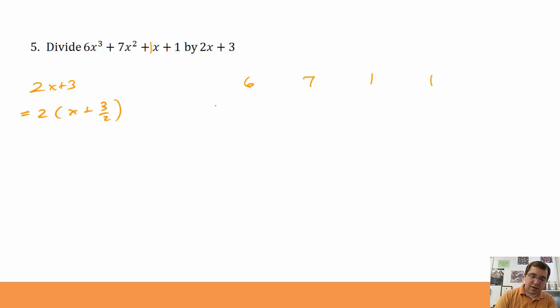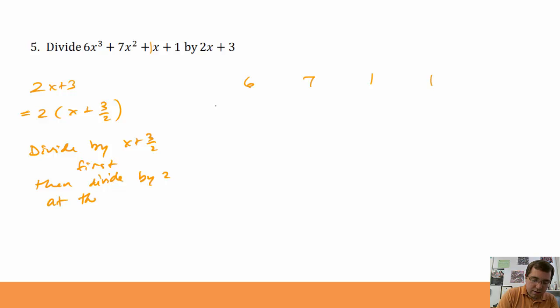So I'm actually going to write my answer as 1/2 of whatever I get. Because I'm also dividing by 2, so I can take care of that at the end by dividing everything by 2. Okay, so really I'm going to divide by x plus 3 over 2 first, then divide by the 2 at the end. Okay, that's my thought process. So if I'm dividing by x plus 3 over 2, I'm really, in my synthetic division, dividing by negative 3 over 2. Okay, draw my horizontal line.